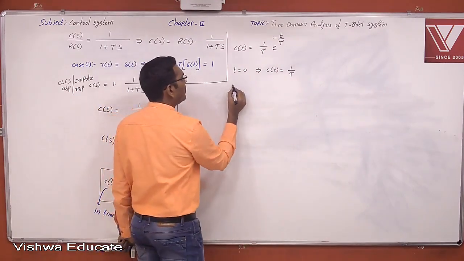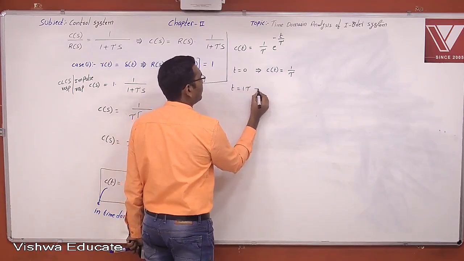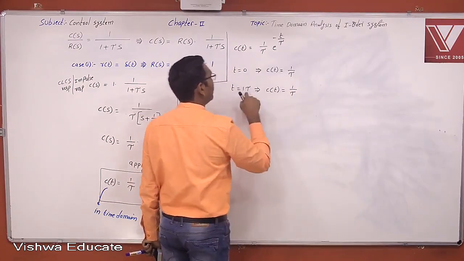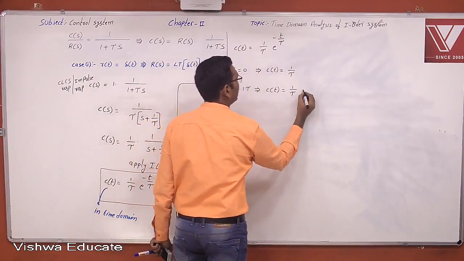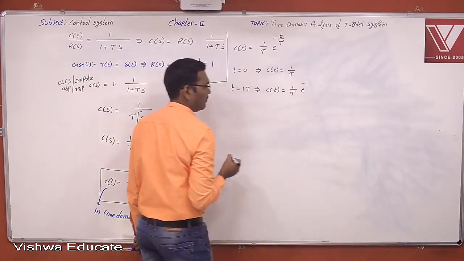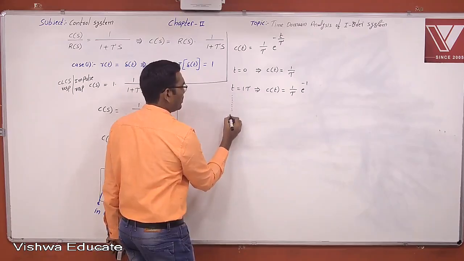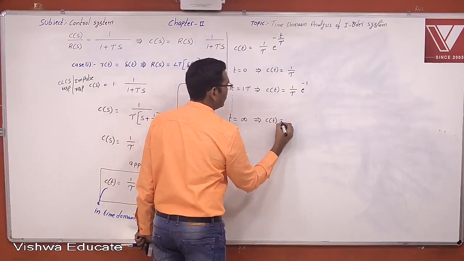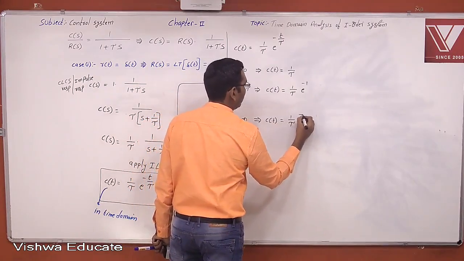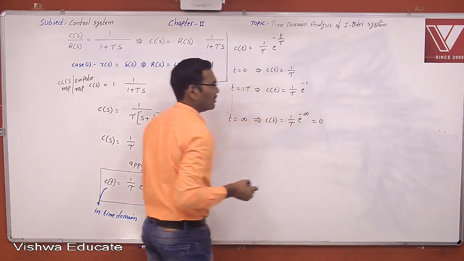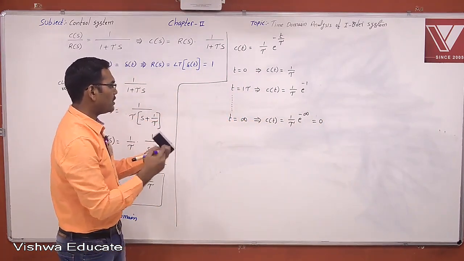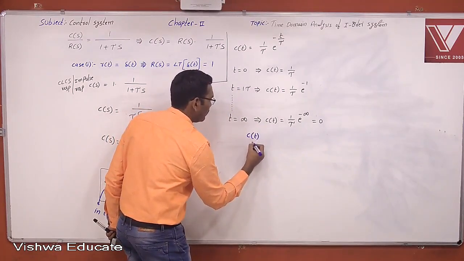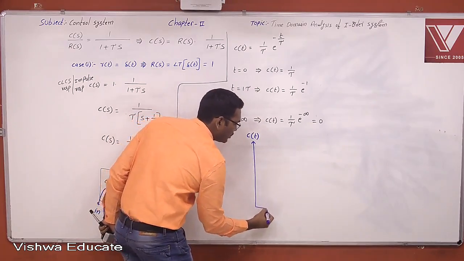Now when t equal to 1 time constant, the response is equal to 1 by tau into e power minus 1. And so on, the response is exponentially decaying. When t equal to infinity, C of t is equal to 1 by tau into e power minus infinity, which is equal to 0. Now the response is exponentially decaying.